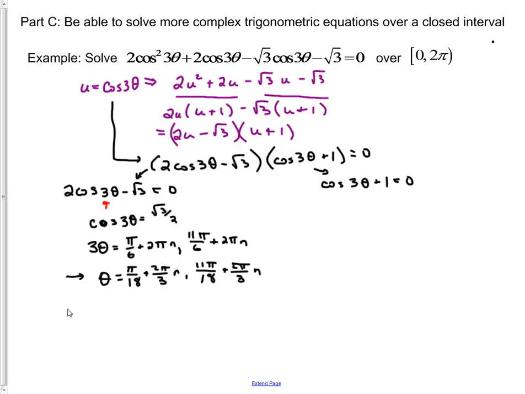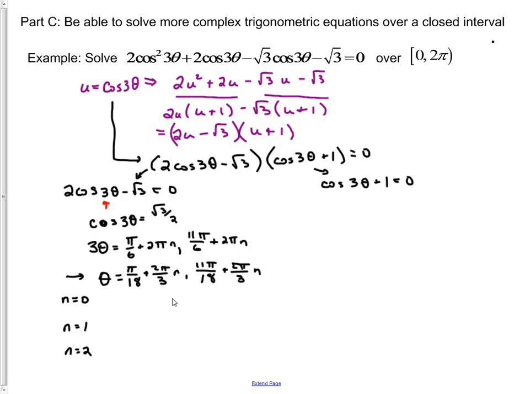We haven't gotten the solutions on the interval from 0 to 2 pi yet, right? So what we need to do is start substituting in values for n. So the way we do it is we take each of our answers right here, and we just start letting n equal 0, n equal 1, and n equal to 2.